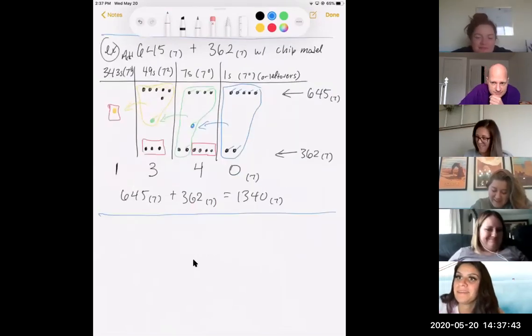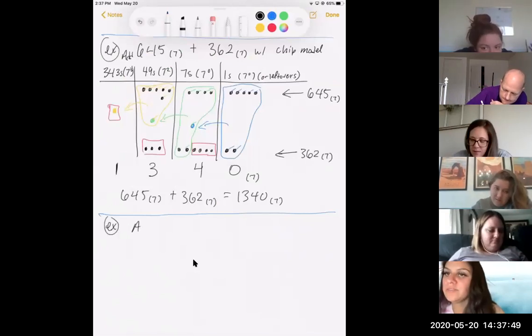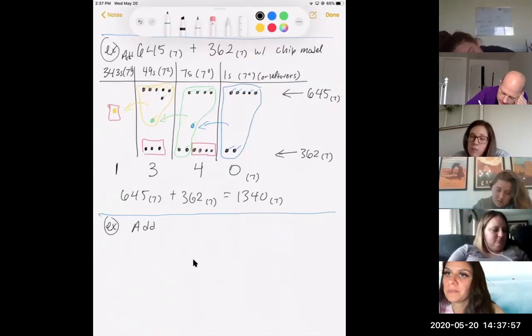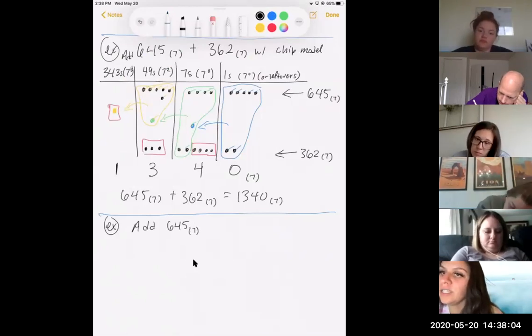Just love this stuff. So, and you can turn all of these into base 10, right? Just for like regular numbers. Yeah, if you were to do chip models in base 10, you just write the places and you group by 10s. So if I wanted to turn that 1340 into like an actual number, I would just times it by 7, right?